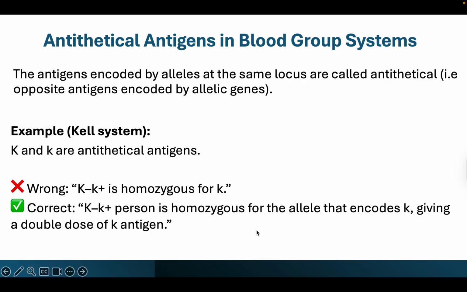Some hospitals call the small k Cellano. So in this case, the person is homozygous for the allele that encodes Cellano, giving a double dose of the Cellano antigen on the red blood cell.